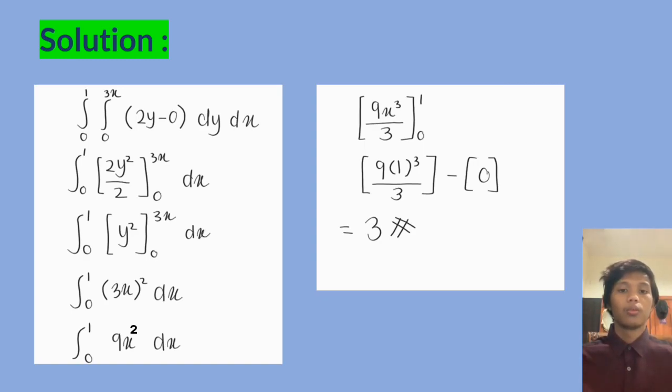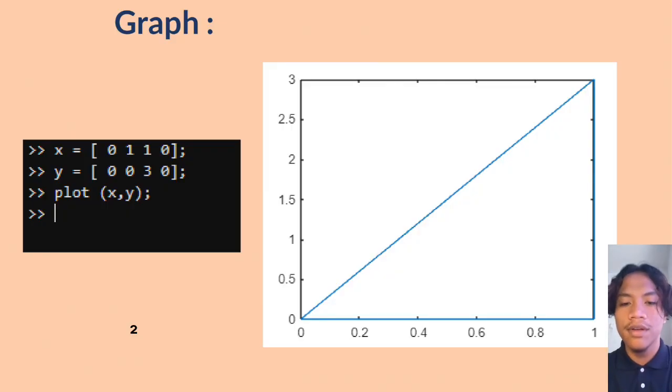Okay, for the graph, from the data given in the question, we can get x is 1, 0, 1, 1, 0, and y is 0, 0, 3, 0. We put it into the MATLAB software to simulate the graph, which we plot x y. We can get this graph, which is in the shape of a triangle.